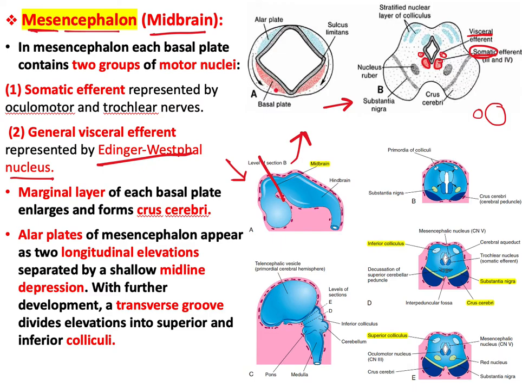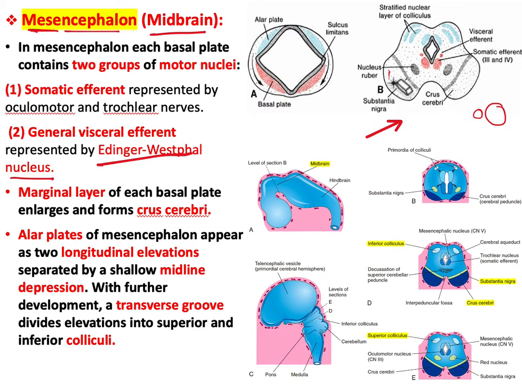So this is about the basal plate. But if you look here, you see there is a marginal area with arrows. This marginal area of the basal plate will enlarge to form the crus cerebri. In the midbrain, you have a crus cerebri anteriorly here, pathways for fibers. This is the crus cerebri formed from this marginal area, enlarged and moved forward. Now, let me erase these things.